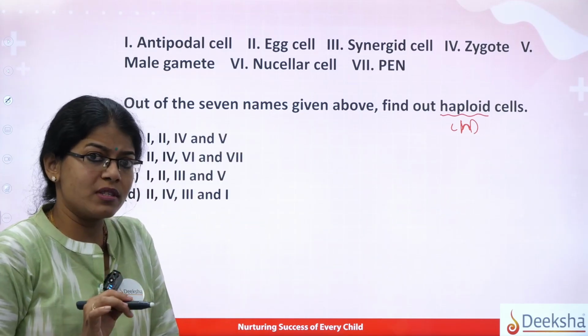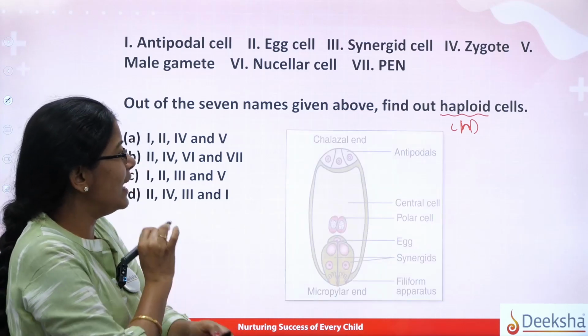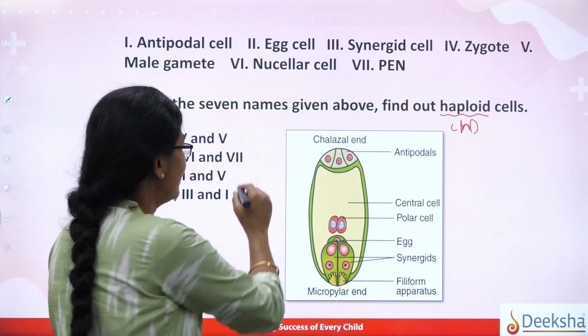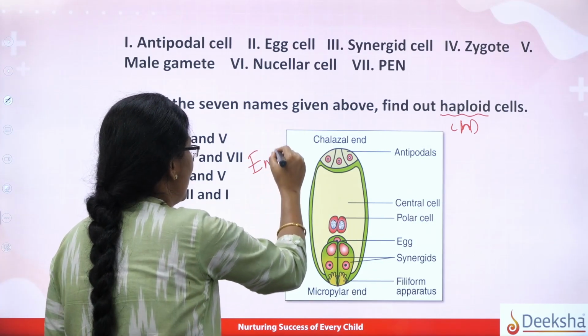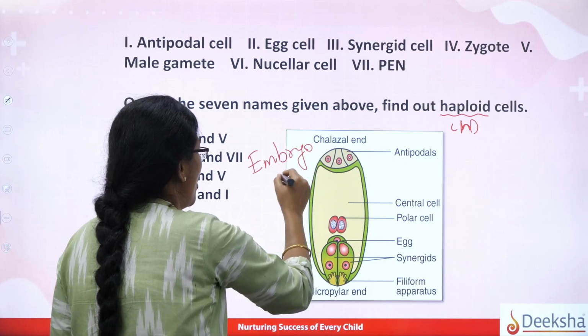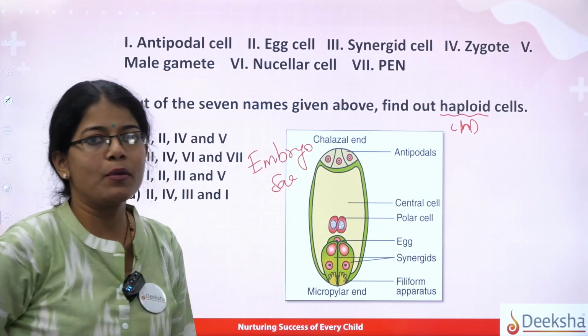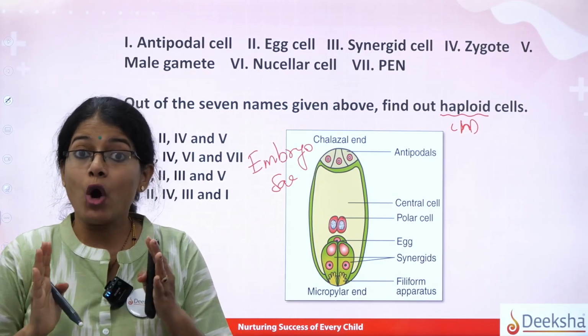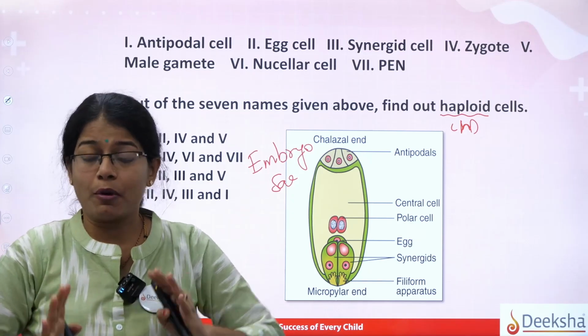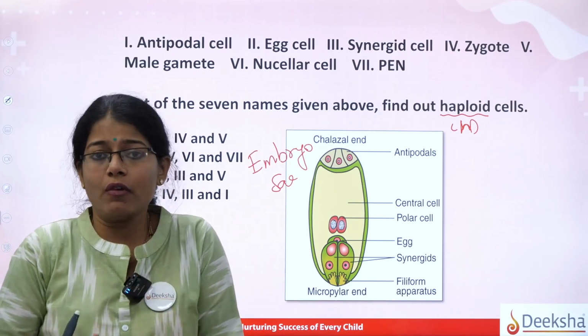Before I give the options and the answer, you will describe this diagram to me. It's a diagrammatic presentation of an embryo sac, and I hope you know how the embryo sac is formed. Yes, it is formed from the megaspore cells. Now, how is it formed from the megaspore?